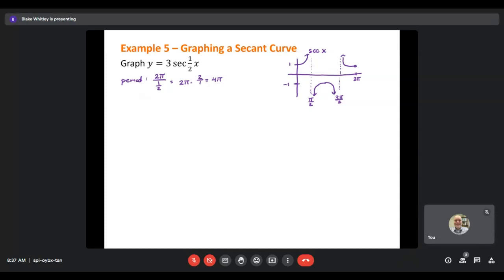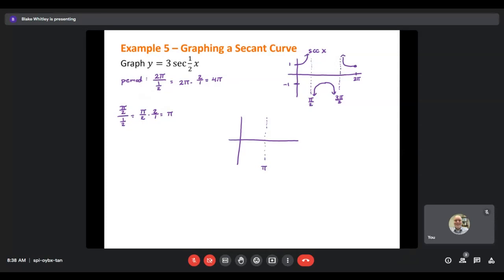So next thing I'm going to do, let's figure out where those new asymptotes are going to be. So I'm going to take pi over 2 divided by 1/2. It's pi over 2 times 2 over 1. In this case, my 2's cancel out and just give us pi over 1 or pi. So when I sketch my graph, the first asymptote should be at pi.